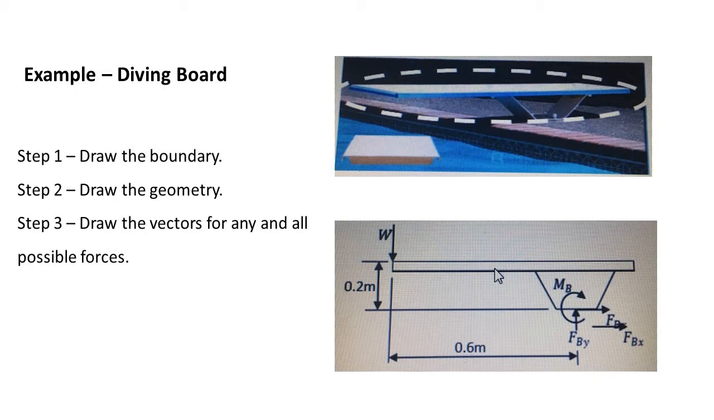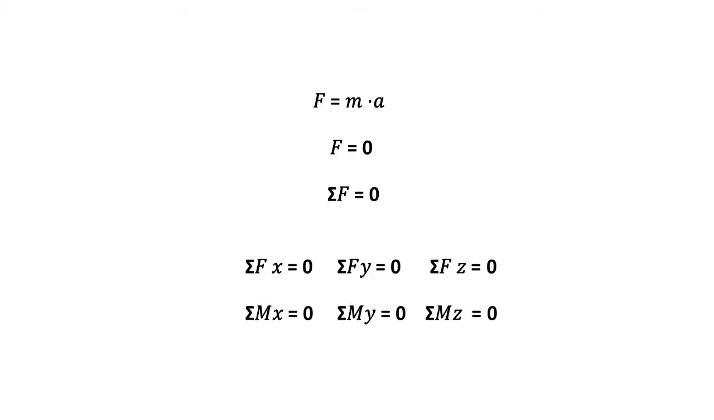Step 1, draw our boundary. Step 2, draw the geometry as you can see in the picture. And step 3, draw the vectors for any and all possible forces. The weight of the diver is easy. The bolted connections will show as a force and a moment. Also note that we assume the direction of the force and moment at B. If we guessed wrong, then the force and the moment we calculate will be negative.